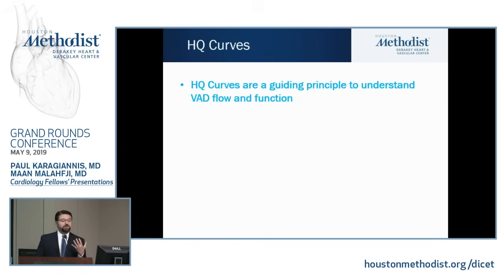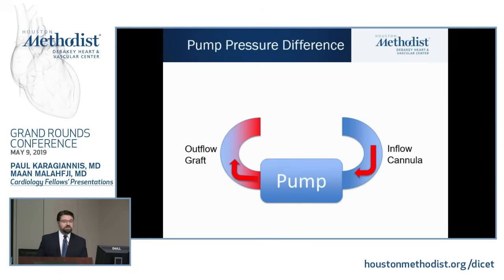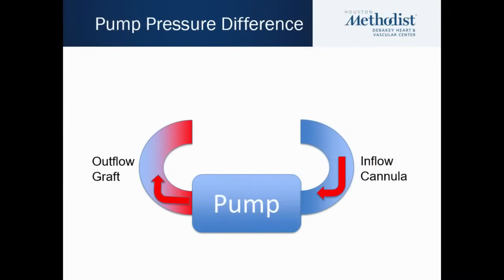So again, HQ curves are the guiding principle. It behooves us to get more familiar with this vocabulary, because it really is the best way to understand pump function. So this is just a stylized pump. We have an inflow cannula on the right here, directing blood flow into the pump, and an outflow graft that delivers the blood flow into the aorta.